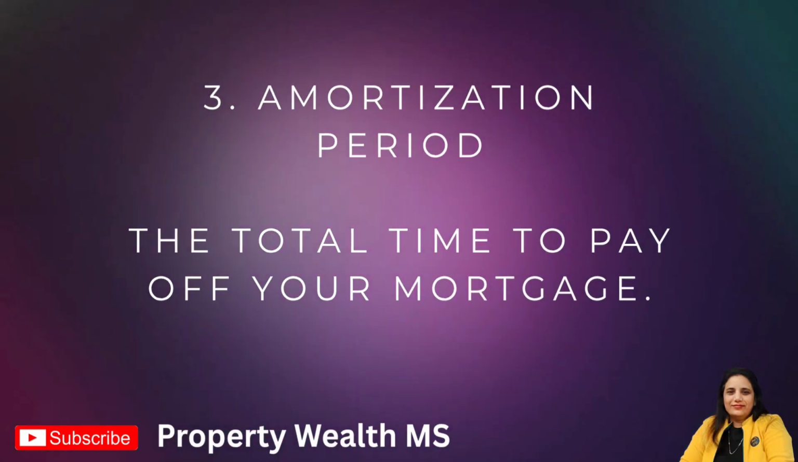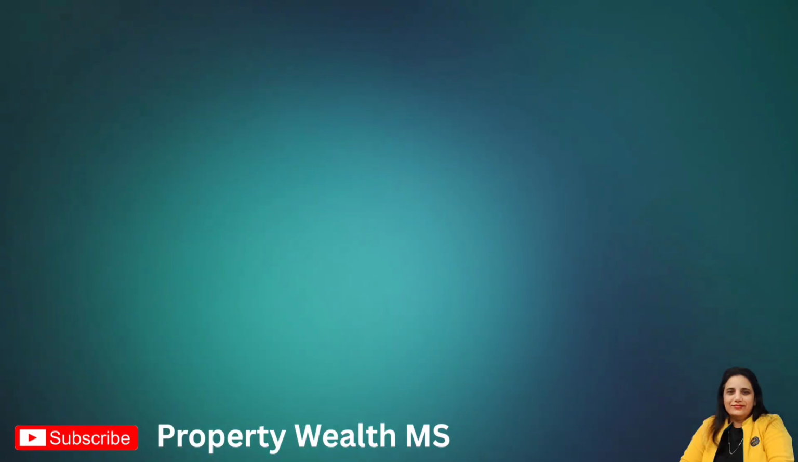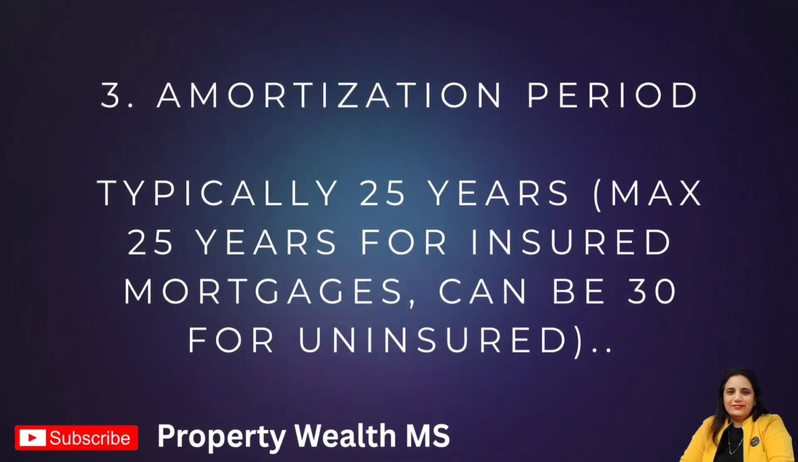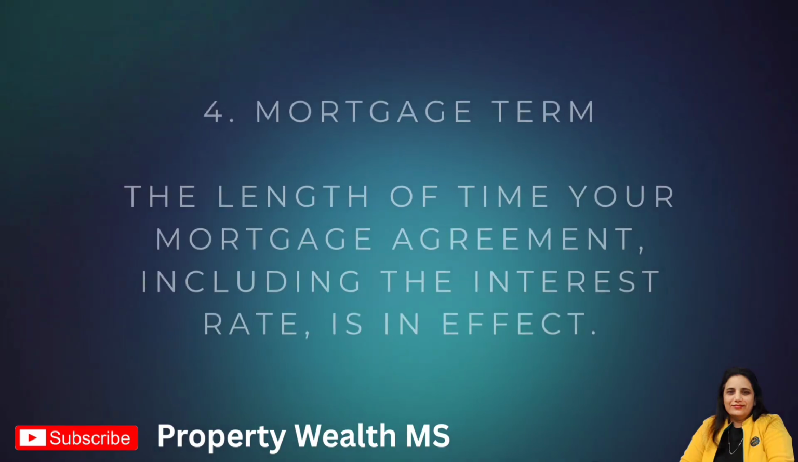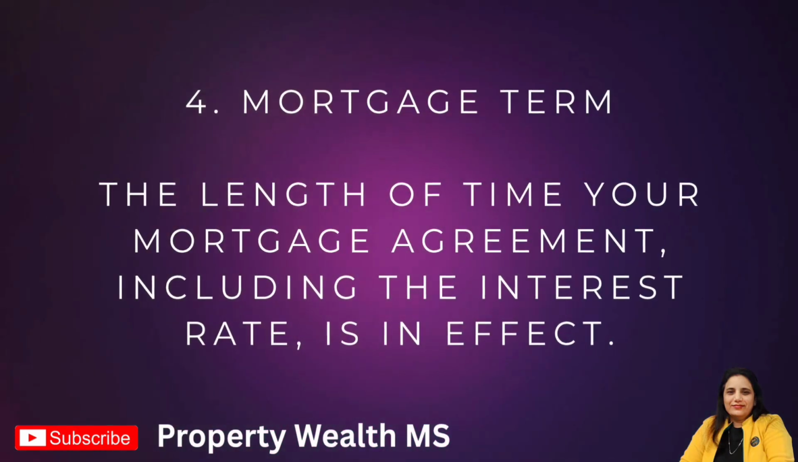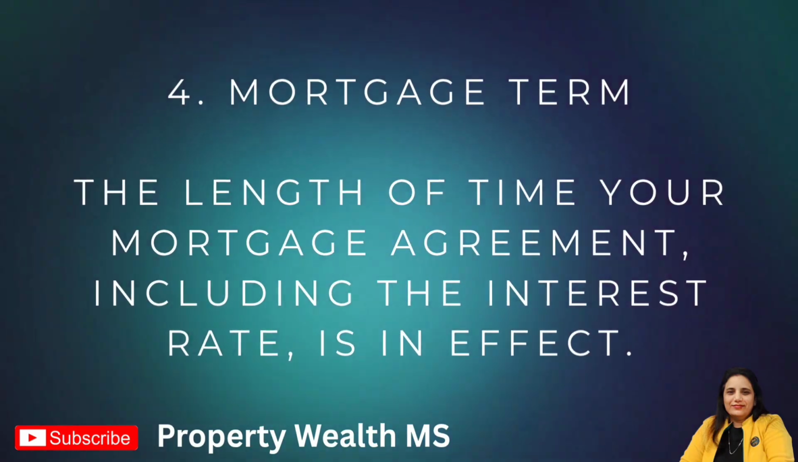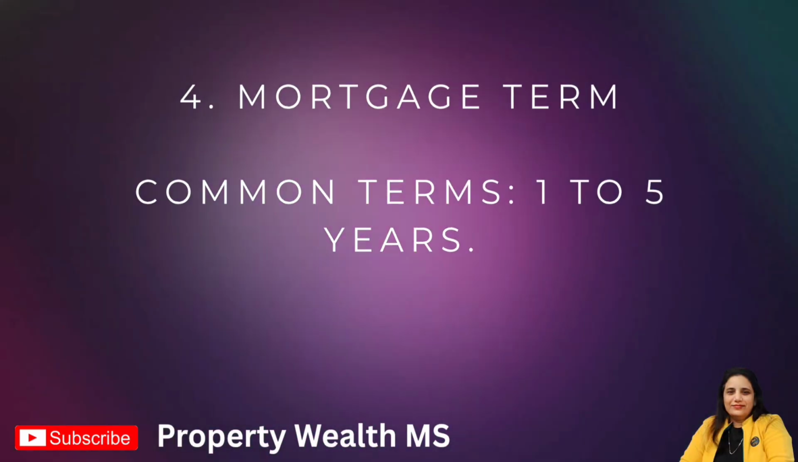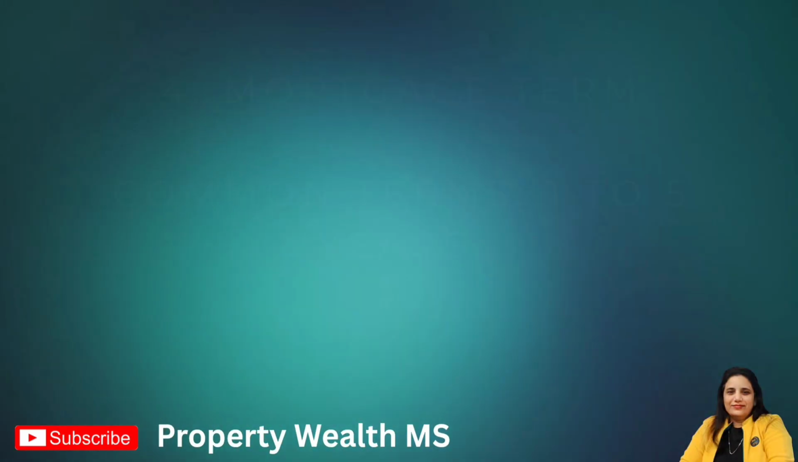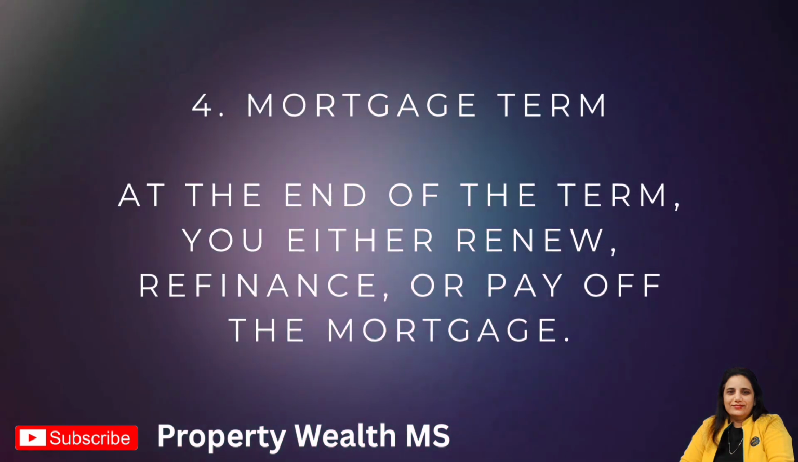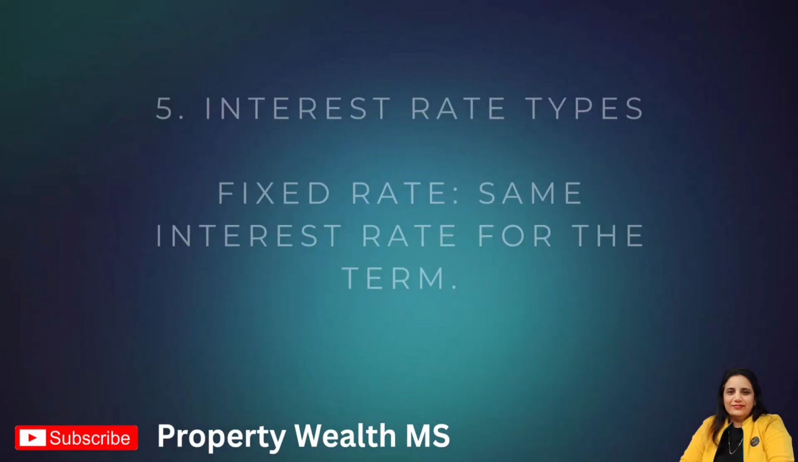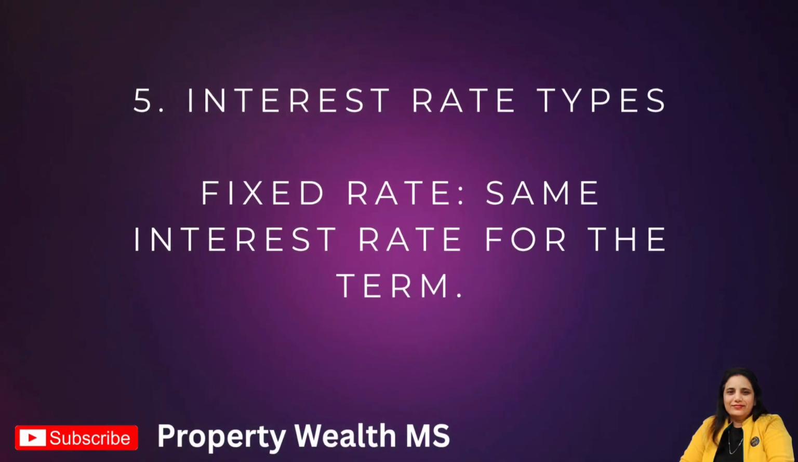The third key element is the amortization period. The total time to pay off your mortgage is typically 25 years or more. 25 years is common for insured mortgages and 30 years for uninsured mortgages. Fourth is the mortgage term. The length of time your mortgage agreement, including the interest rate, is in effect. Common terms are 1 to 5 years, and at the end of the term, you can either renew, refinance, or pay off your mortgage.